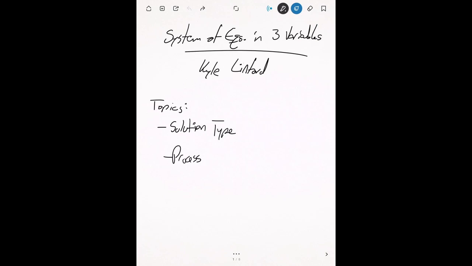Hey, Linford here, and today we're going to be talking about how to solve a system of equations in 3 variables. In particular, we're going to talk about what solutions for this might look like, and we're going to go over the process for how to do this.